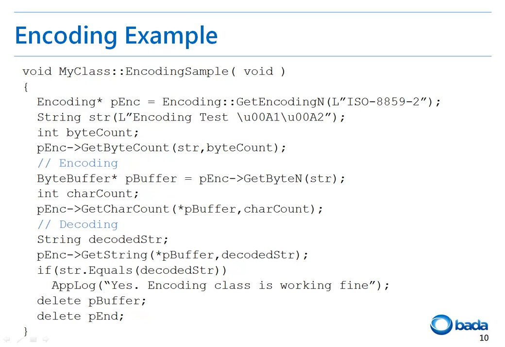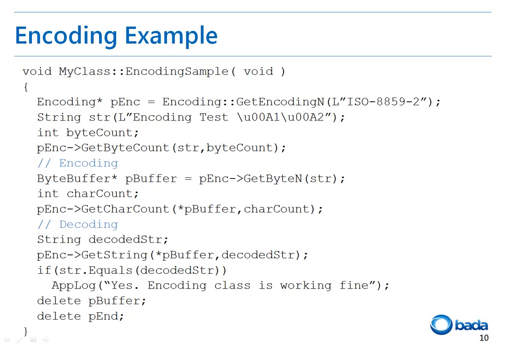Let's use an example. First, I get the ISO 8859-2 encoding object by calling the getEncodingN static function of the encoding class. To test this encoding class, I created a Unicode string. The getByteCount function is used to get the number of bytes required to encode the Unicode string. The getByteN function is then used to encode the Unicode string into a byte buffer.